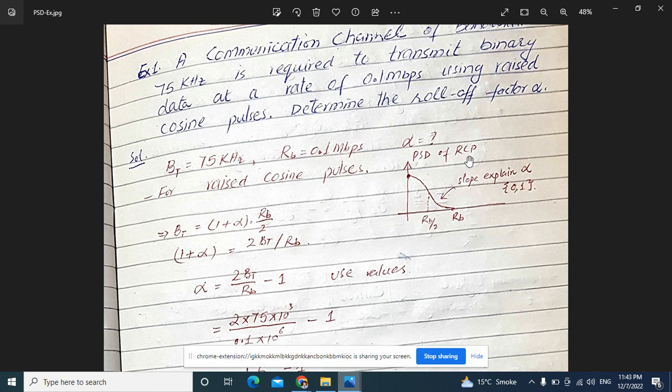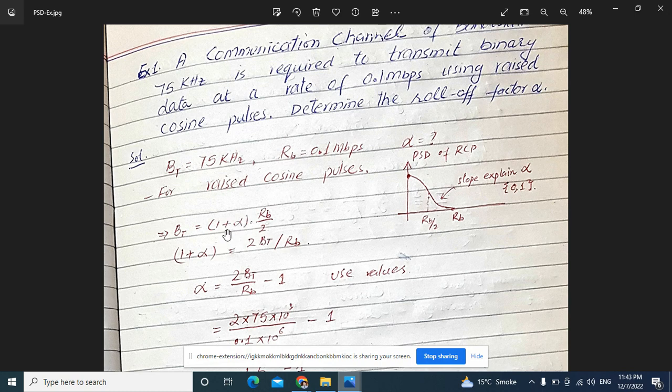So the power spectral density of raised cosine pulse is given in this. If you want to see the graph of the power spectral density of raised cosine pulse, the graph looks like this one, and then from here to there it is half of the bit rate, and this slope basically explains the roll-off factor, and the range of the roll-off factor varies from 0 to 1. So we know the formula for that one. The bandwidth is equal to 1 plus alpha multiplied by Rb divided by 2.